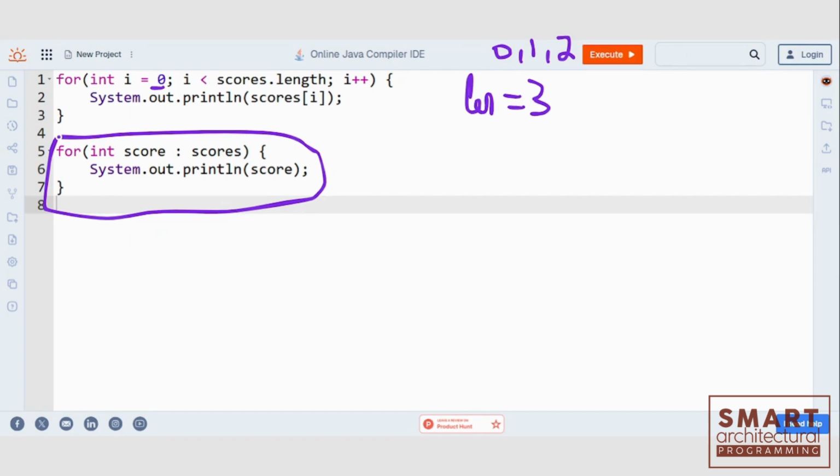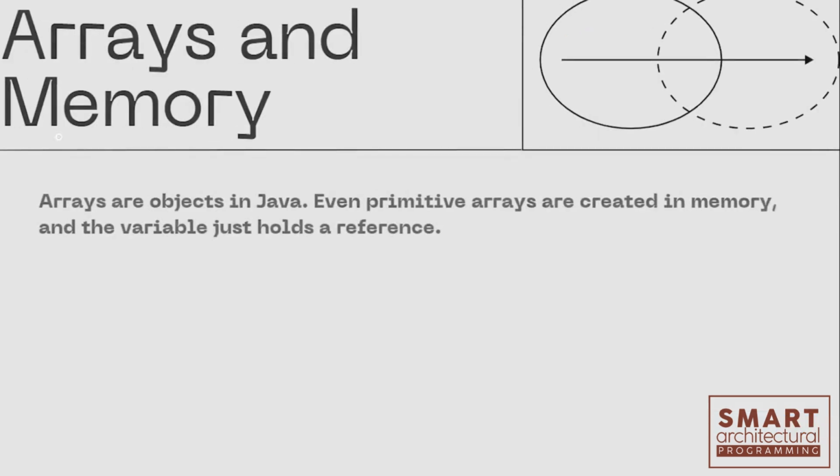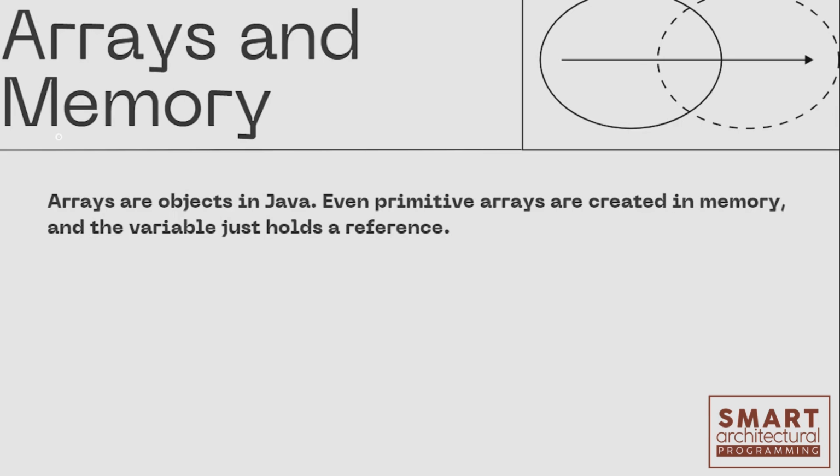Now that we understand that, let's move into arrays and memory. Now this is going to be something that you need to understand, very important. We need to understand that arrays are objects in Java. Java treats arrays as objects. Even primitive arrays are created in memory, and variables just hold a reference, right? So what does that mean?